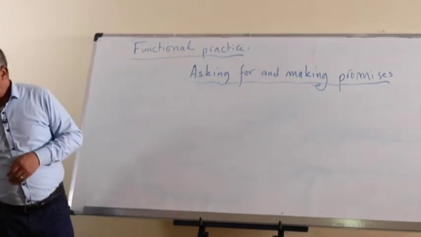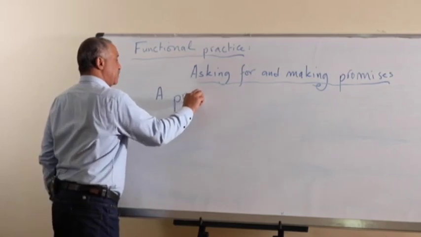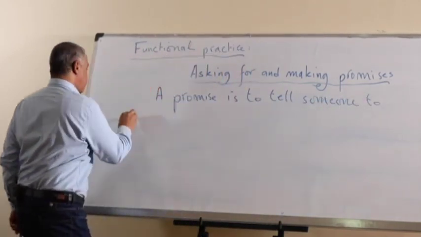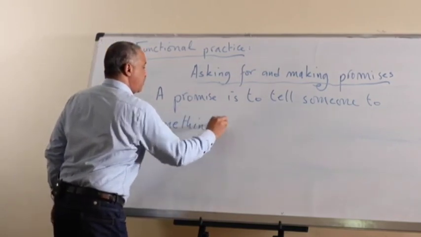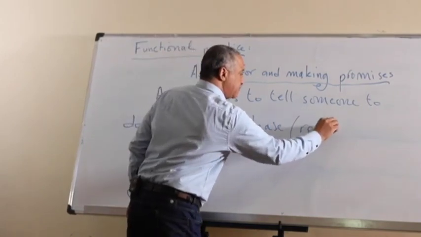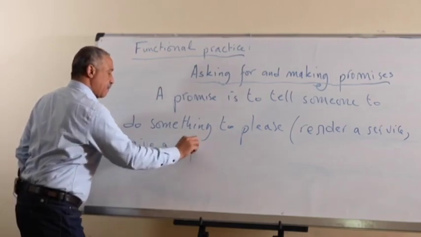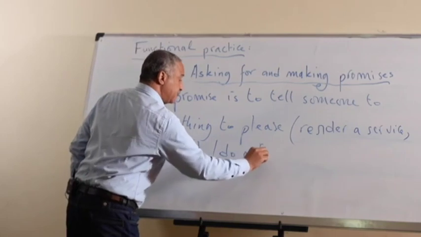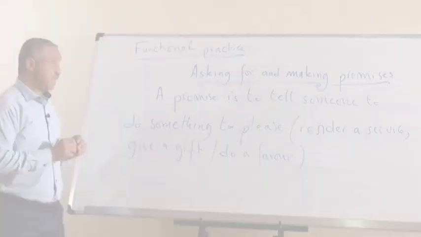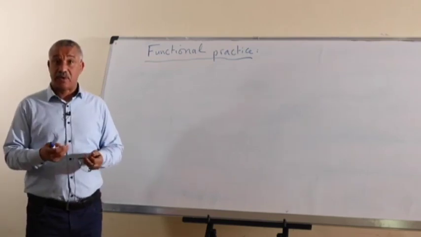Now let's start. First, let's define what we mean by a promise in a very simple way. A promise is to tell someone you will do something to please him. What is this something that you can do in order to please someone? For example, you can render a service, or give a gift or a present, or maybe do a favor. Those are the cases in which you can get a promise, or ask for a promise, or make a promise. Okay, now after that short and simple definition, we shall work on some expressions that are used in asking for a promise and making a promise.